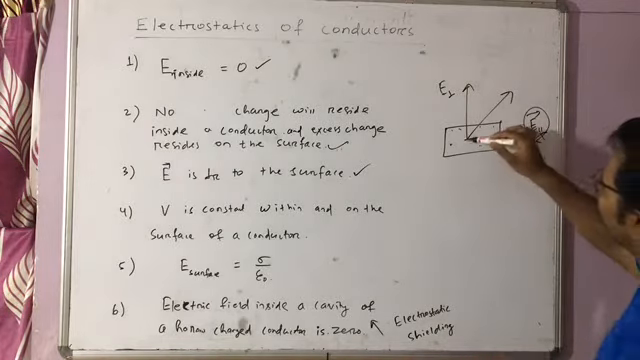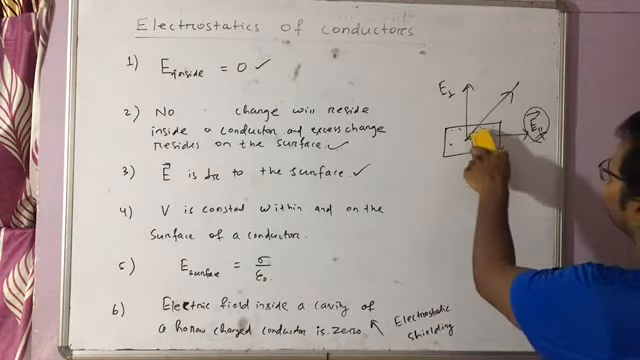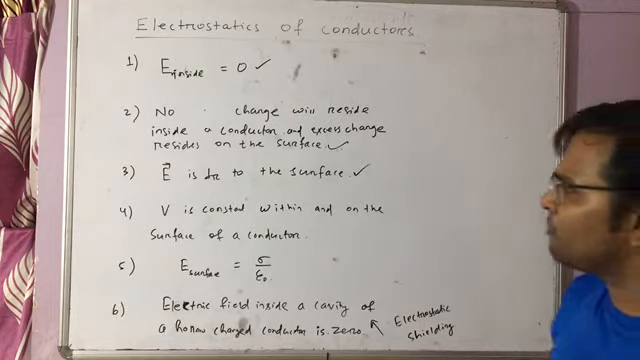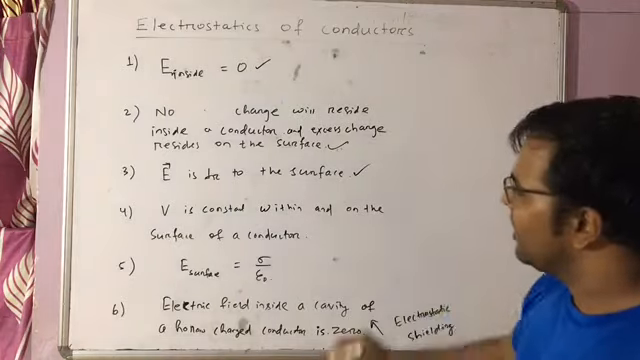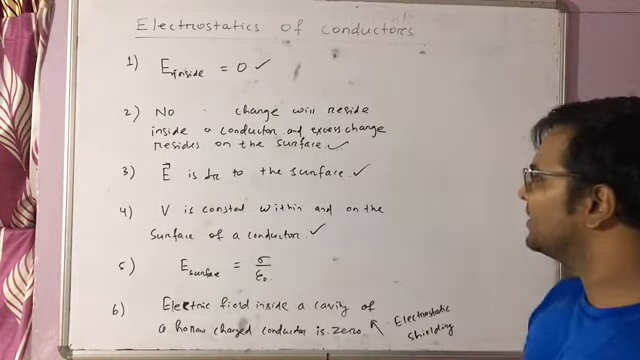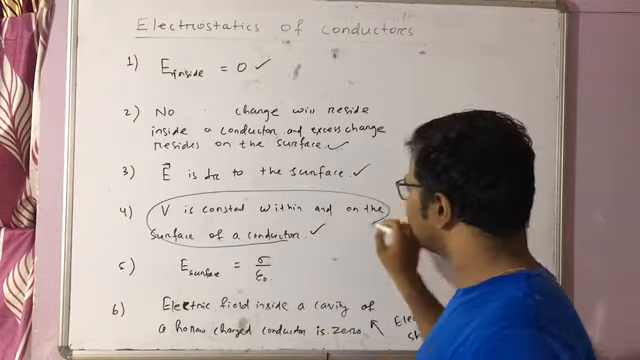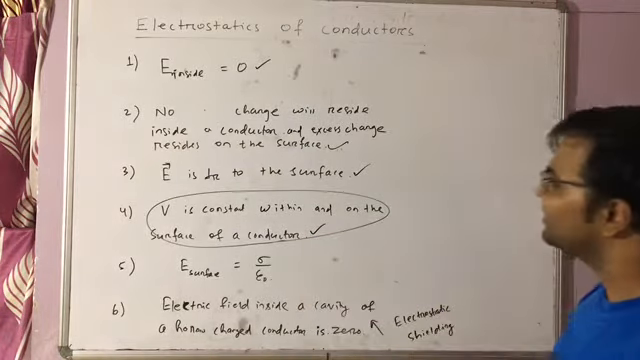Electric field won't be like this. We can get the electric field only in the perpendicular direction. That's why your electric field is perpendicular to the surface. V is constant within and on the surface of a conductor. This is a new point. Try to understand. V is constant.